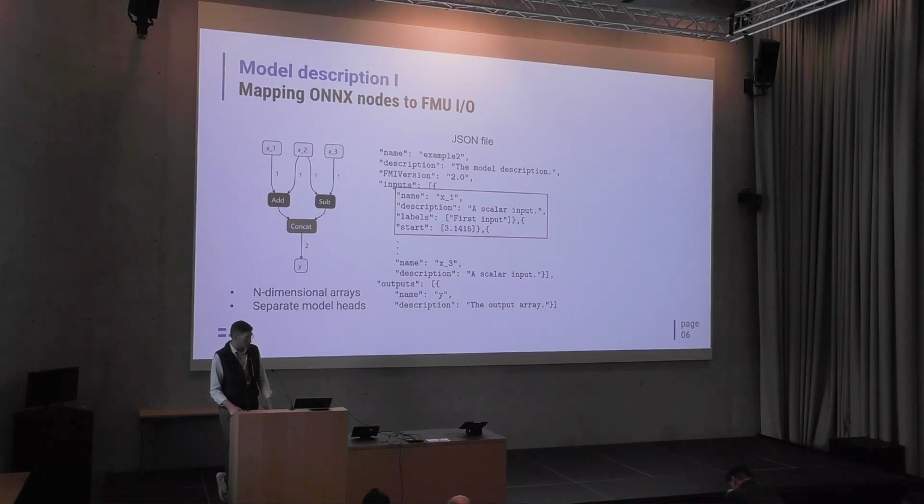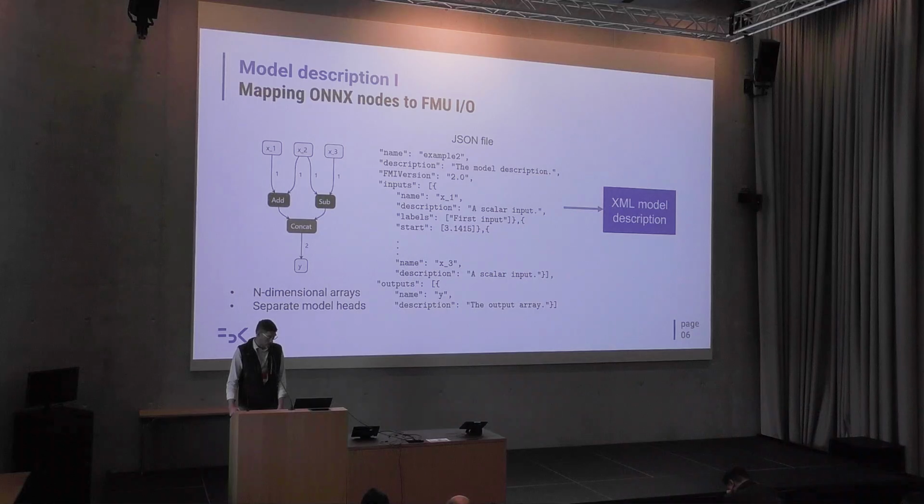This can be done automatically, in my mind, in, I don't know, a Jupyter notebook. When you train your model, then you want to generate the FMU after you generated the ONNX model, and here you have the possibility to automatically specify all these things. And of course, then we want to go into the XML model description.